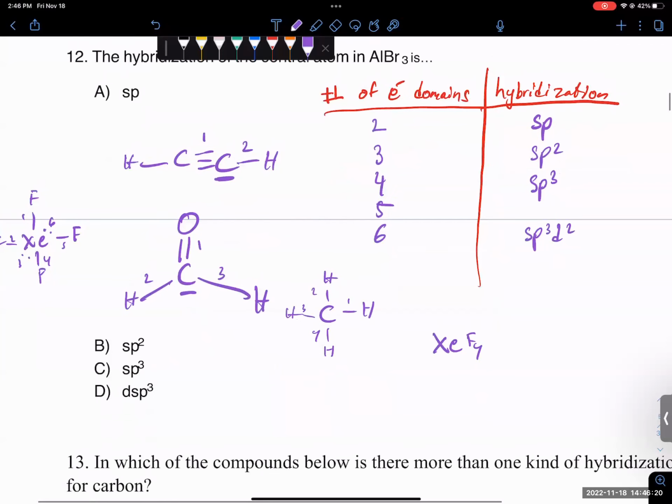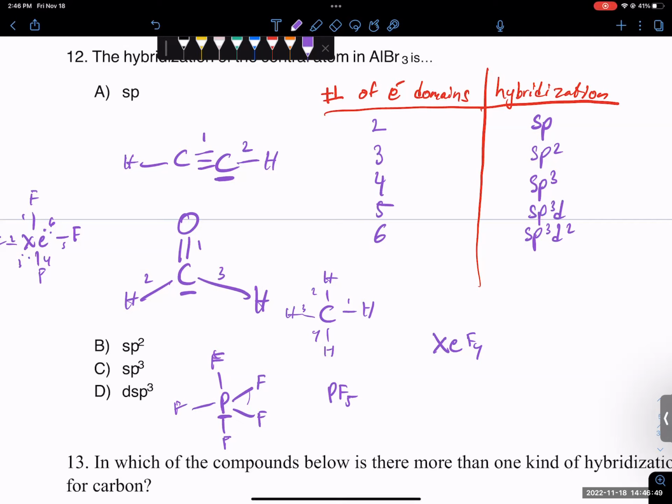And then hybridization for things with five things attached. Sorry, I don't have an example right now off the top of my head. I'll write it down when it comes to mind. Oh, wait, let's look at this, PF5. There's phosphorus with fluorines around it. In this case, phosphorus has five things attached, so the hybridization of the phosphorus would be something called sp3d.